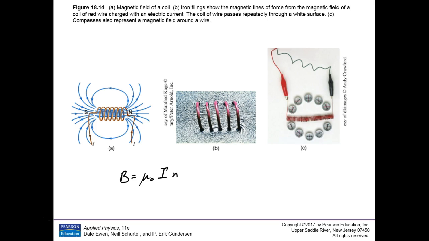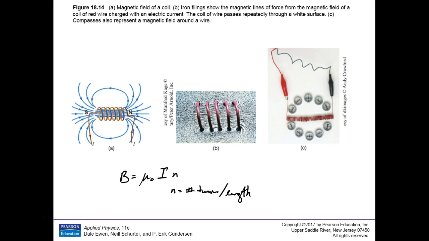Oh, wait, I'm sorry. That N is not the number of turns, it's the number of turns per unit length. So N is number of turns per unit length. That's slightly different from just number of turns.